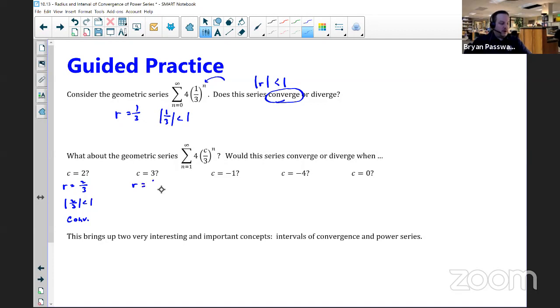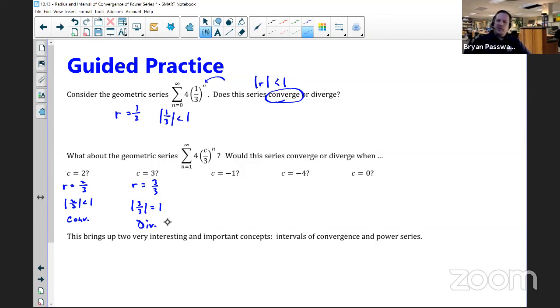If c was 3, then r is going to be 3/3, and the absolute value of 3/3 equals 1. A geometric series will only converge if the absolute value of r is strictly less than 1. In this case, it equals 1. This would be a really good example of a divergent geometric series.